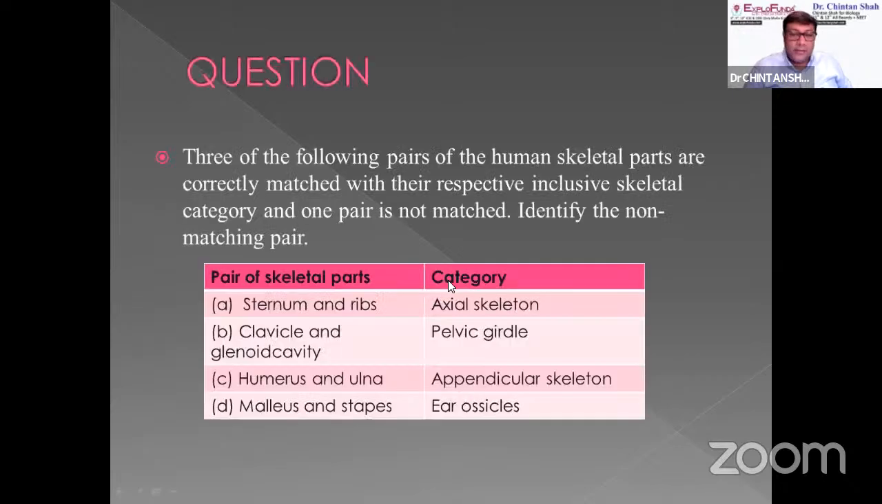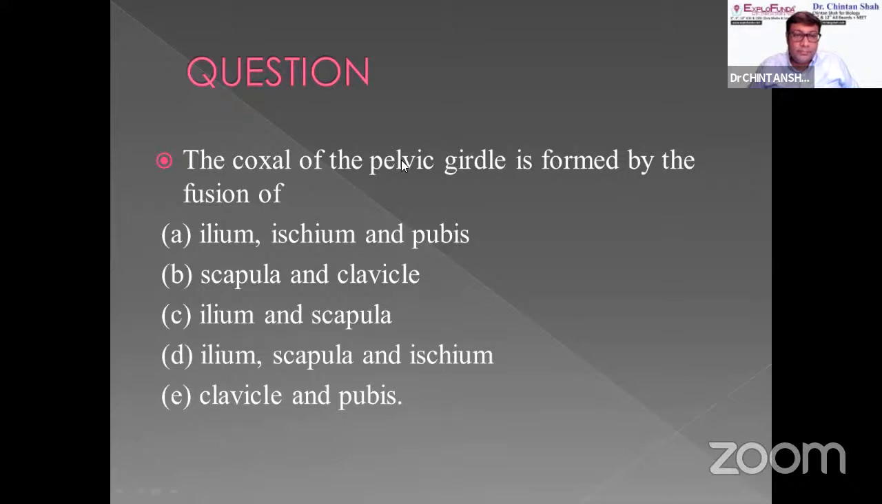Damya had written 31P. Yes, Heath had written. So I'm going on the next question, 32. So question number 32. The coxal bone of the pelvic girdle is formed by the fusion of what?